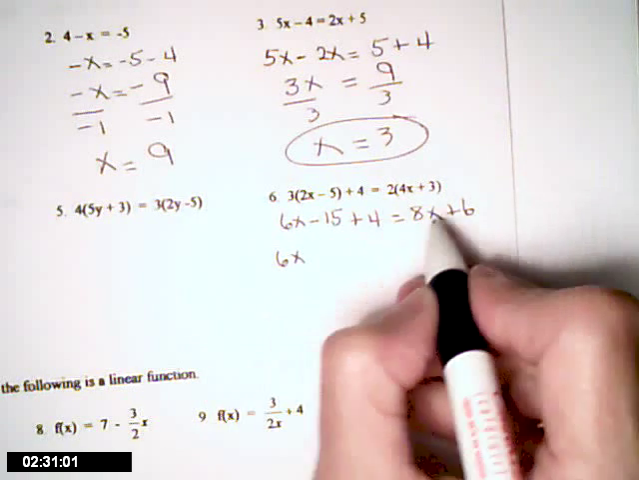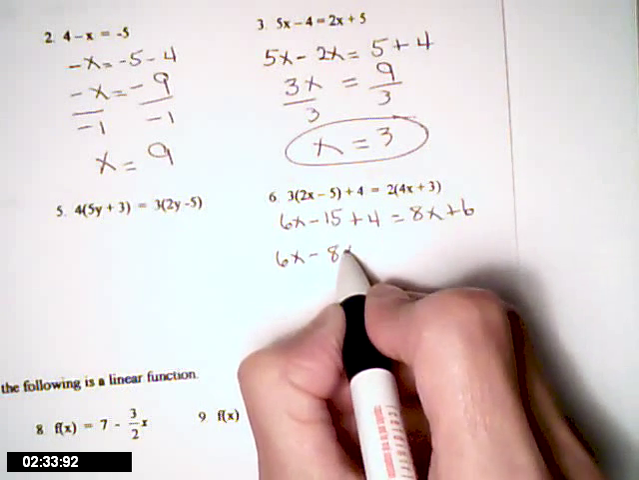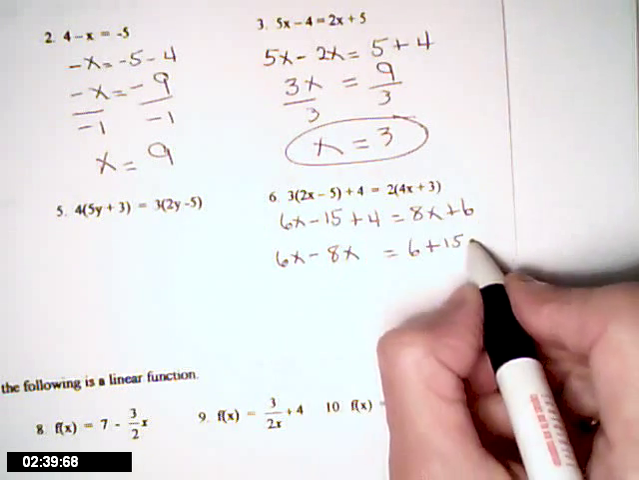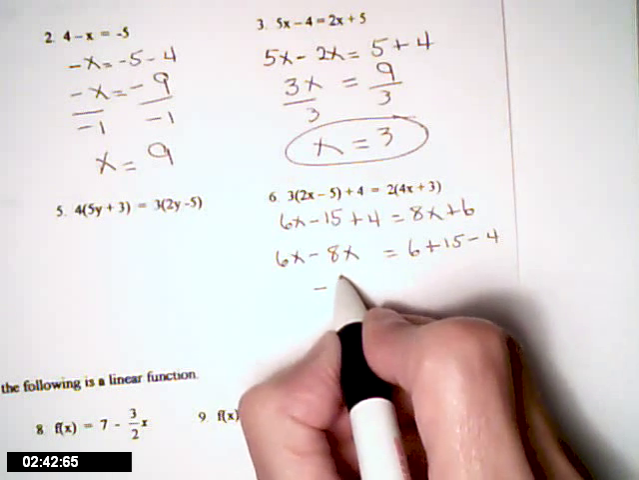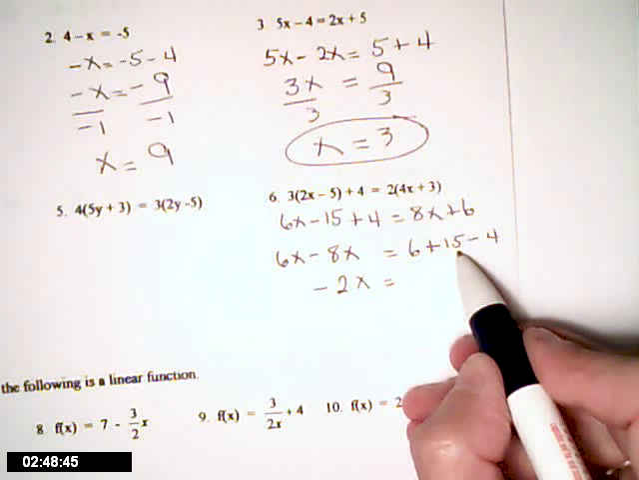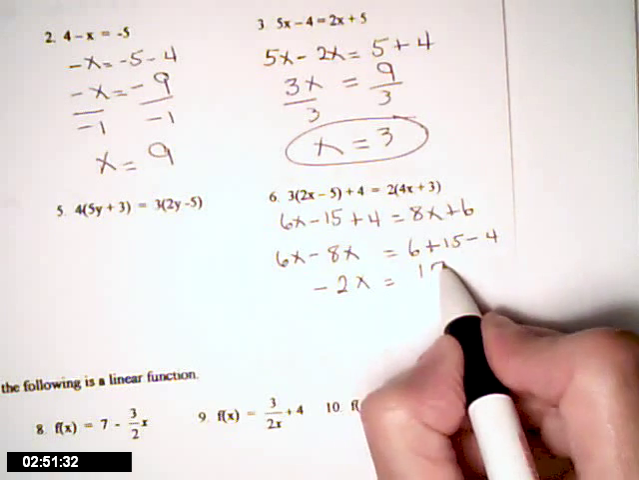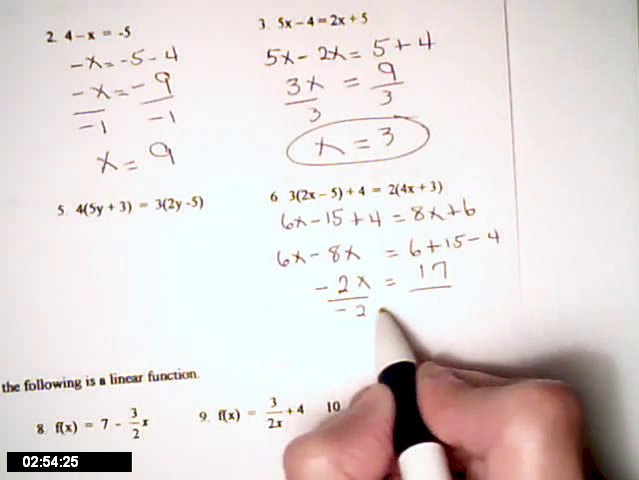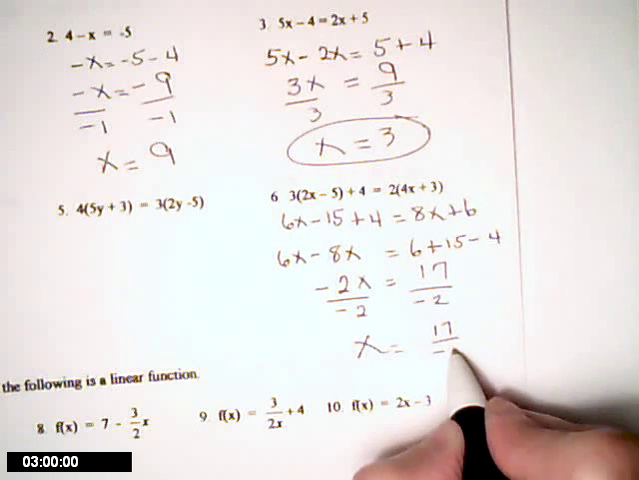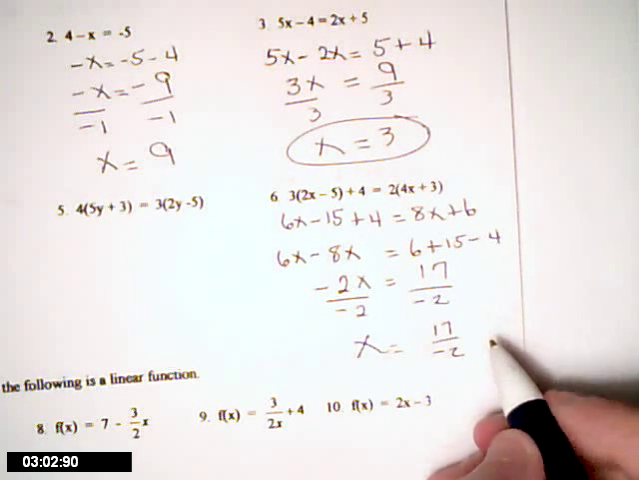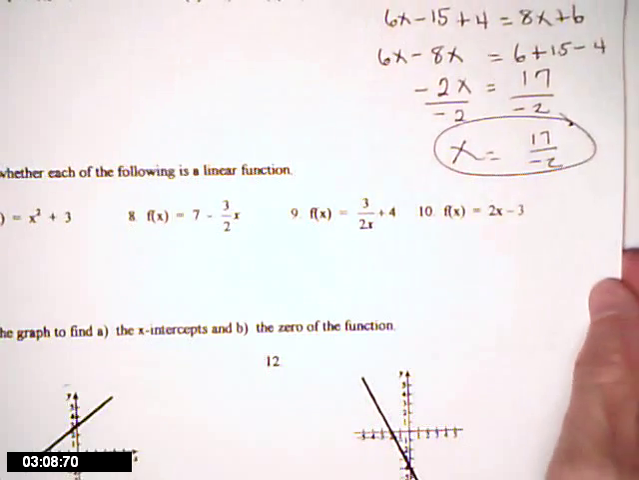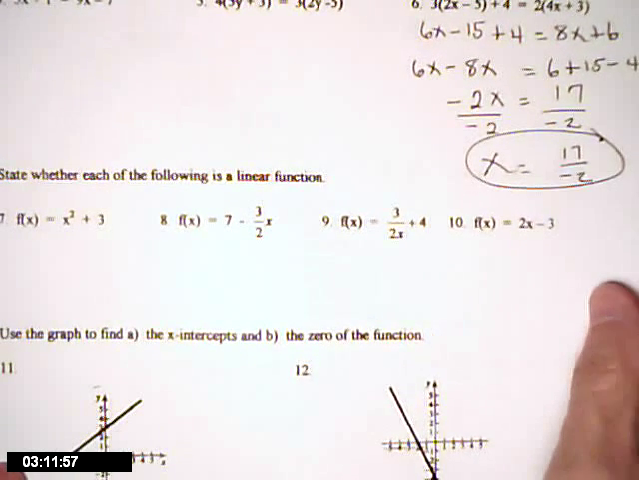You can do either. So I'll move the positive 8x, it will become a negative 8x. I'll move the negative 15, it becomes positive 15. Move the plus 4, it becomes negative 4. This will become negative 2x equals 6 plus 15 is 21, and 21 minus 4 is 17. We'll divide both sides by negative 2, and our final answer is x equals 17 over negative 2, or negative 17 over 2.